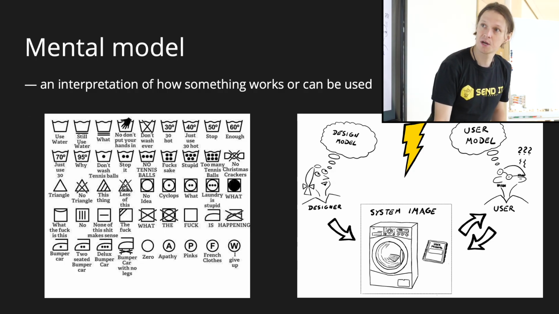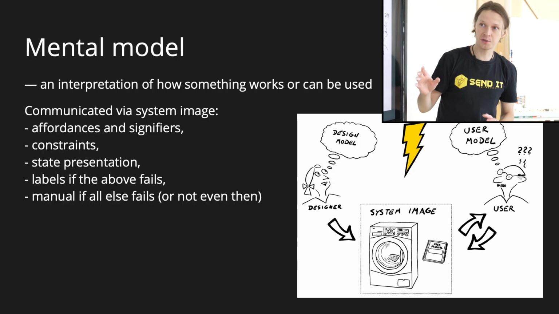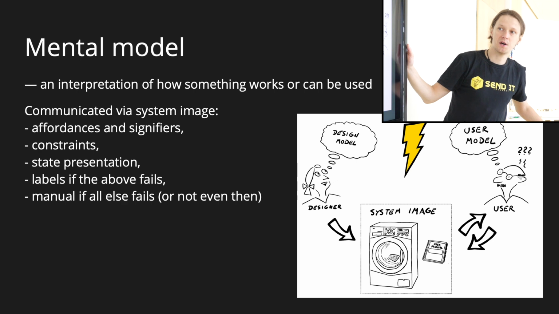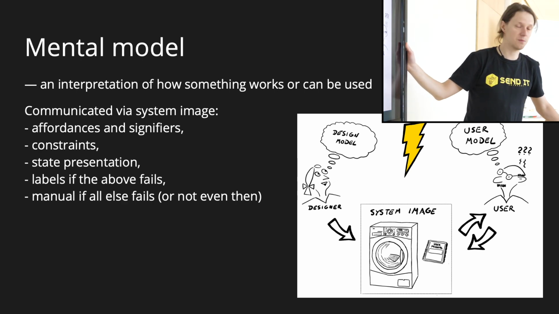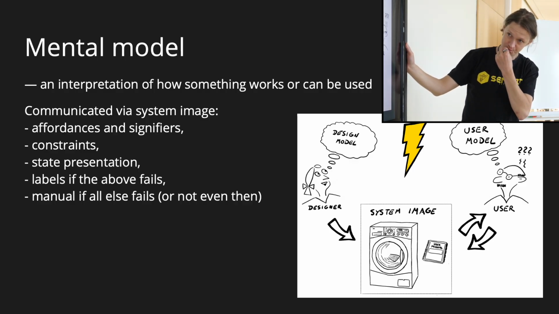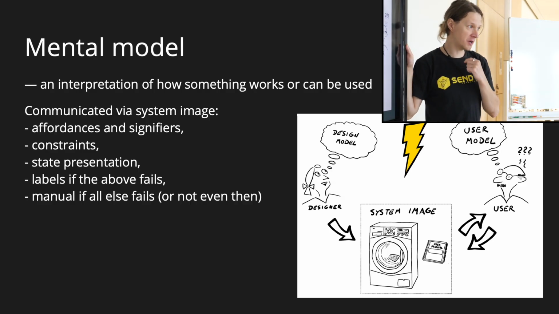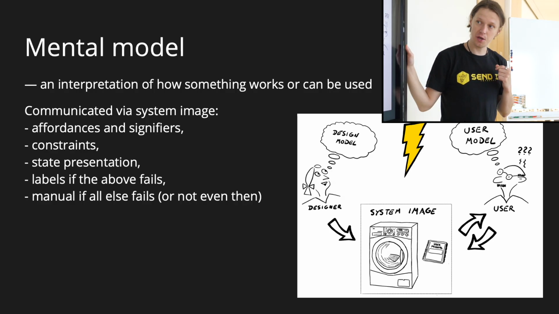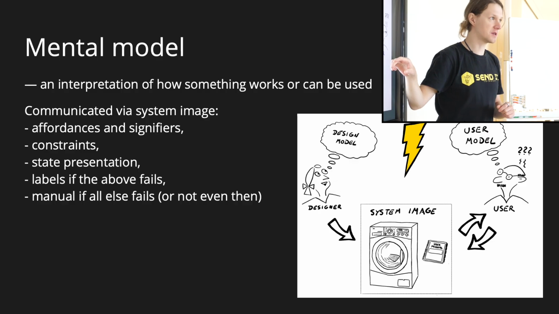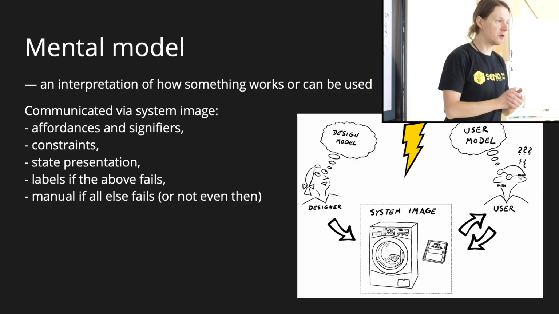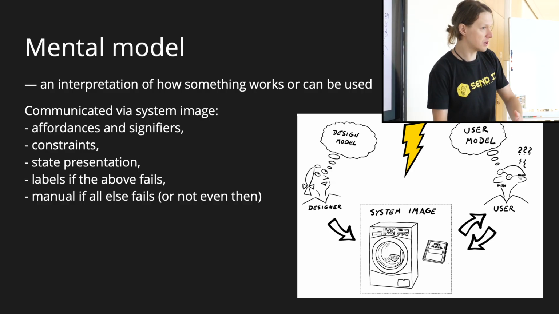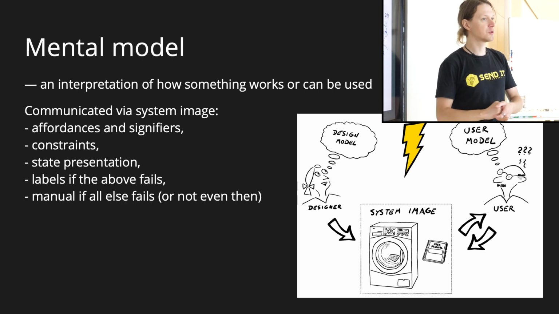So the system image is a collection of these different things I list there. It's affordances and signifiers, constraints, state presentation, labels, and user manual. Yeah? The list is deliberately ordered here. This is because a user would first decipher the system image from affordances, signifiers, and constraints. If that fails, the user would go to the labels. If that fails, the user would go to the user manual.